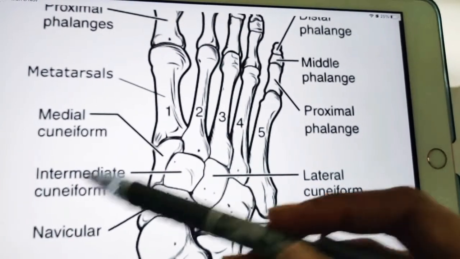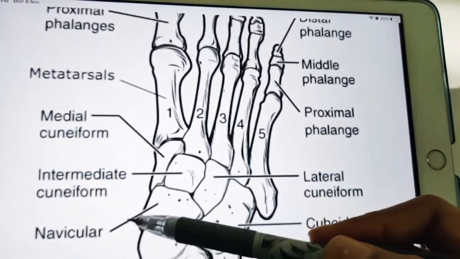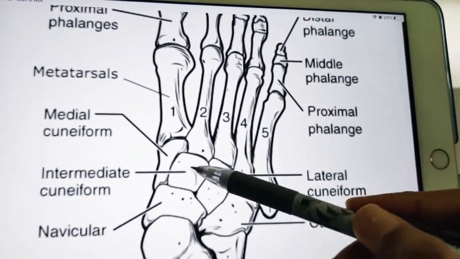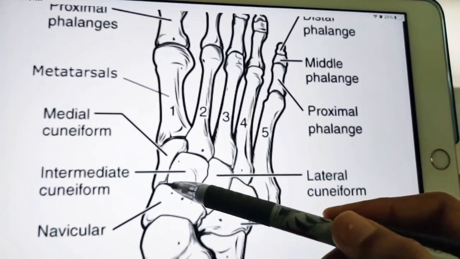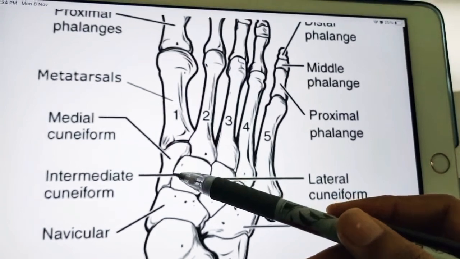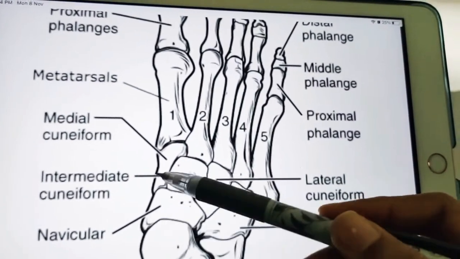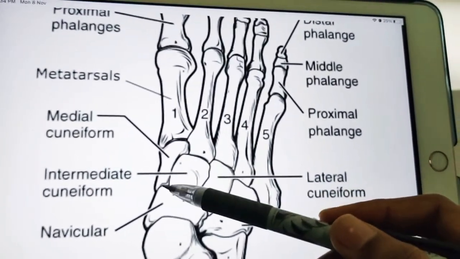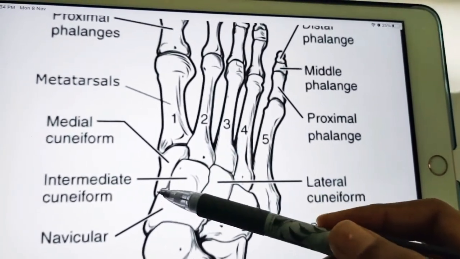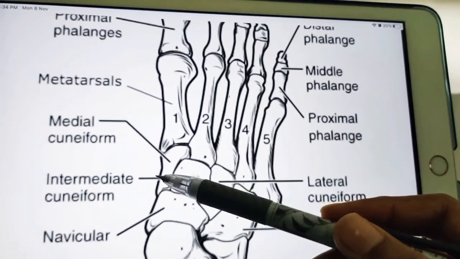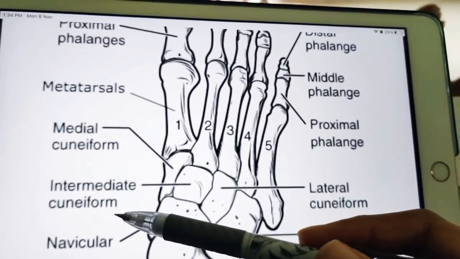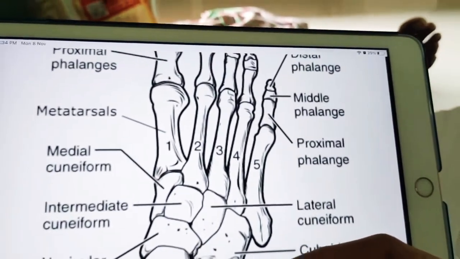The lateral surface will be the back side. It is marked by an inverted L-shaped facet along the posterior superior margin, mainly to articulate with the intermediate cuneiform. Okay, so this is the medial surface, this is the lateral surface, this is the anterior surface, this is the posterior surface, and this is the dorsal or superficial side. The lower or plantar side will be the back side.